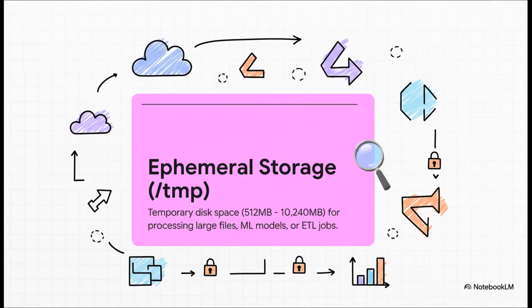Next up is ephemeral storage. This is basically a temporary file system you get in the /tmp directory. So what if your function needs to do some heavy lifting, like downloading and processing huge files, decompressing archives, or loading up big machine learning models? Well, you can crank this temporary disk space all the way up to 10 gigabytes to handle all of that.